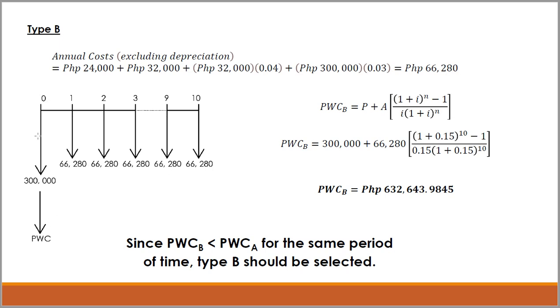So initially, we have 300,000 pesos investment. And then we have annual operations and maintenance cost of 66,280. So the same still, no? We're going to solve for the present worth of all this cost. So we have the principal here and then the present worth of the annuity. So the present worth of all costs for project B or equipment B is 632,643.9845 pesos. So which one is cheaper?